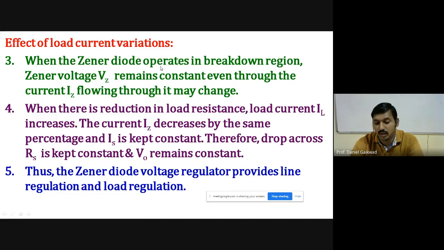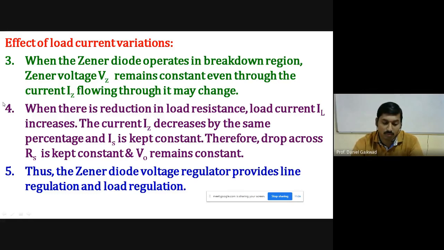When this Zener diode operates in the breakdown region, the Zener voltage Vz remains constant even though the current Iz flowing through it may change. What is the meaning of this? Vz remains constant. Iz flowing through it may increase or decrease, but the potential Vz remains constant. So that is the role, the function of the Zener diode.